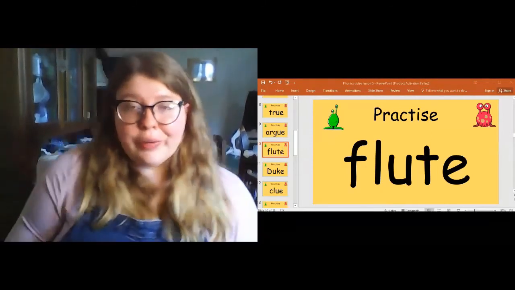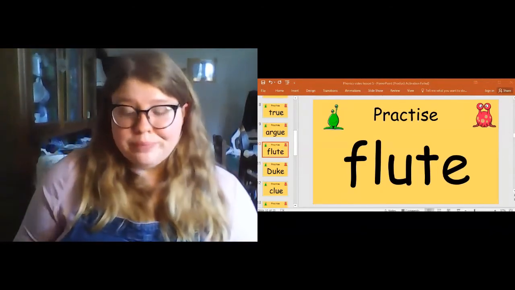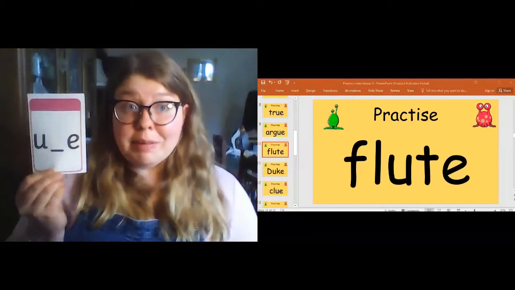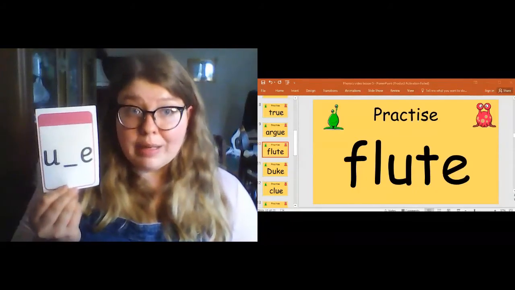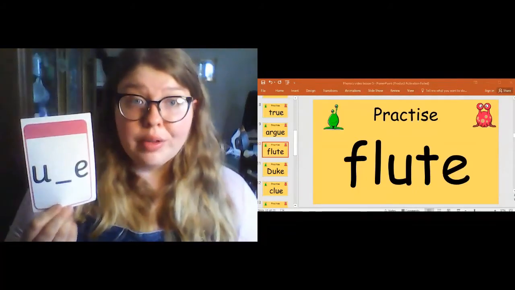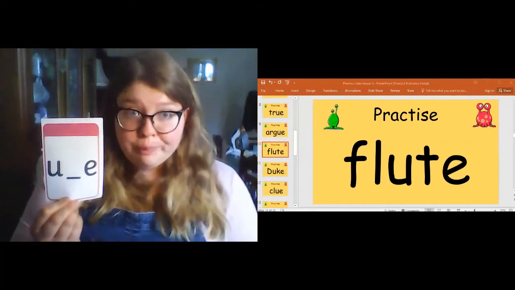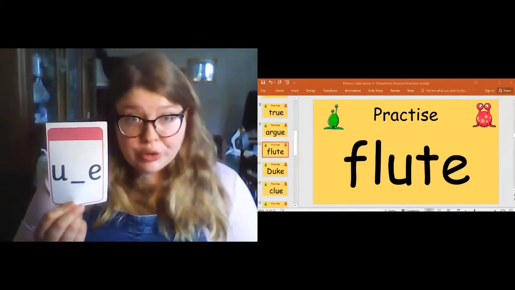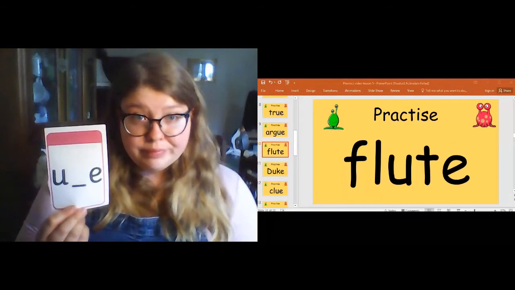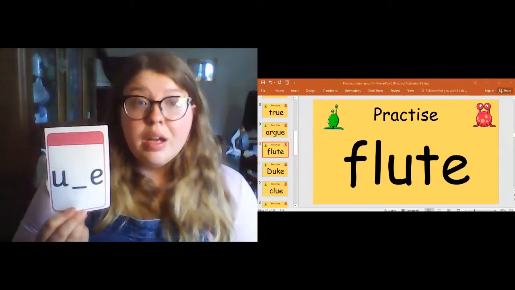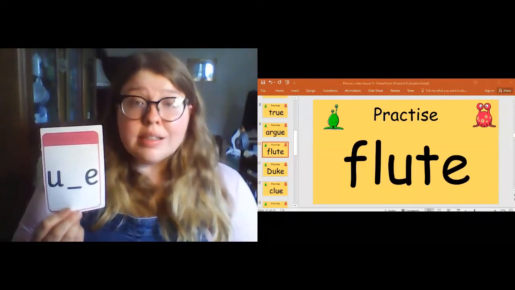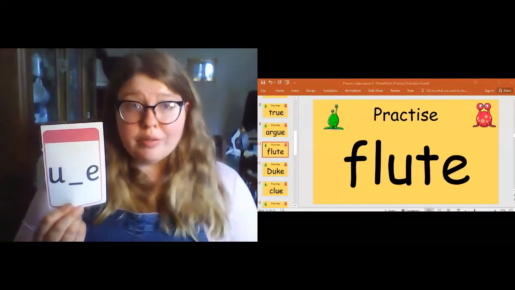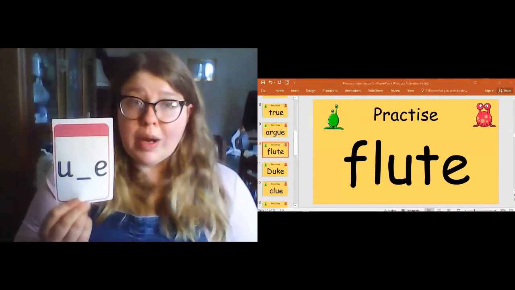Have a go at this one. This time I spot that it's the split digraph grapheme. So you have a go. Is it oo or is it u? Ready? You're right. It's the oo one for this word. So we're going to say it the oo way. Okay?